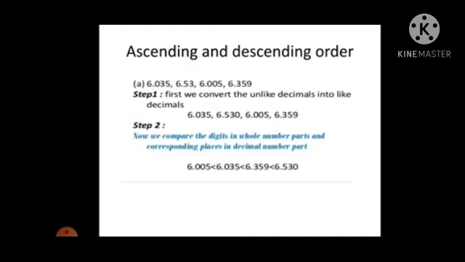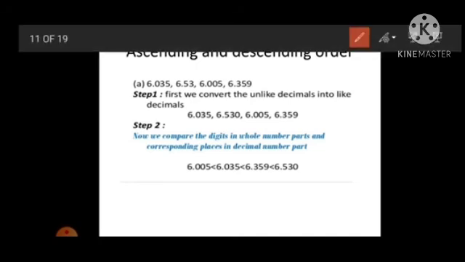Now next, ascending and descending order. When we solve ascending and descending order, first we convert unlike decimals into like decimals. See here, 6.035 and here 6.53, 6.005, 6.359. All these decimal numbers are not like decimals. So we will convert them into like decimals.